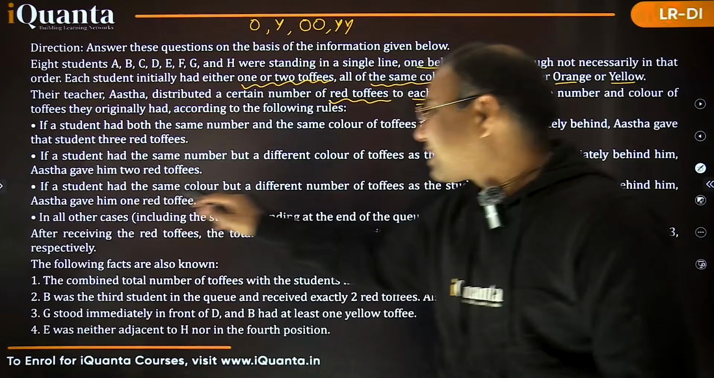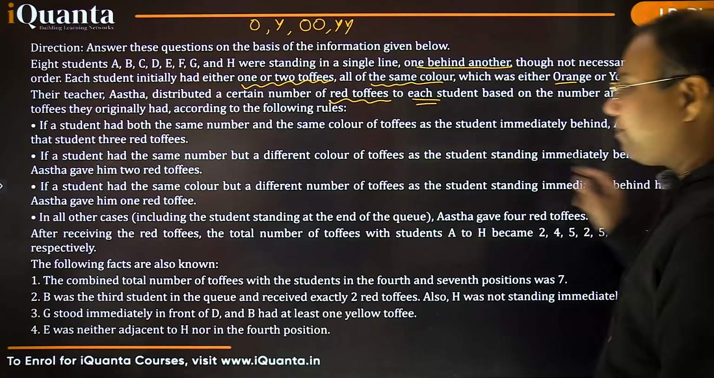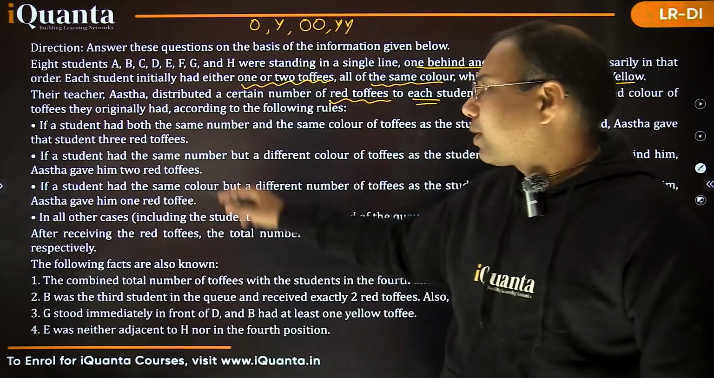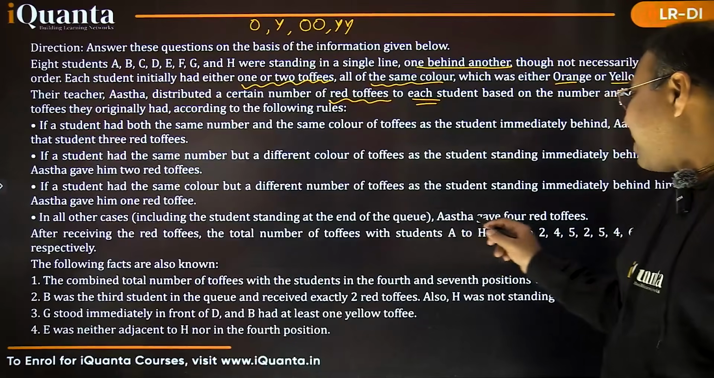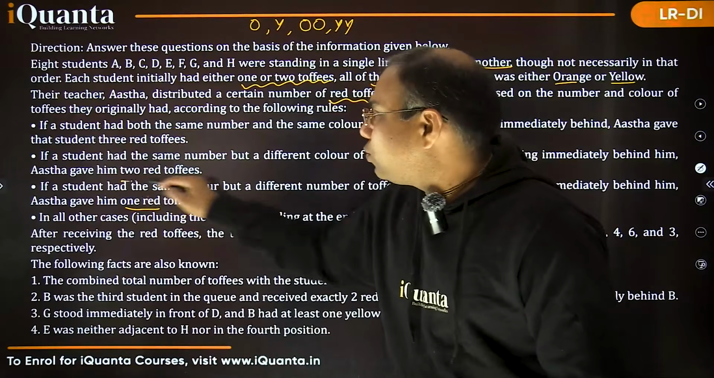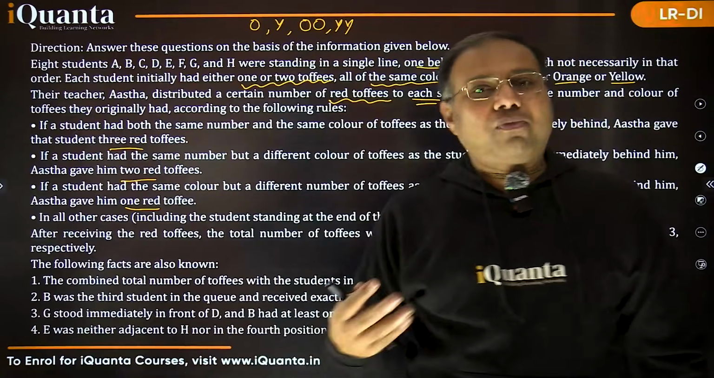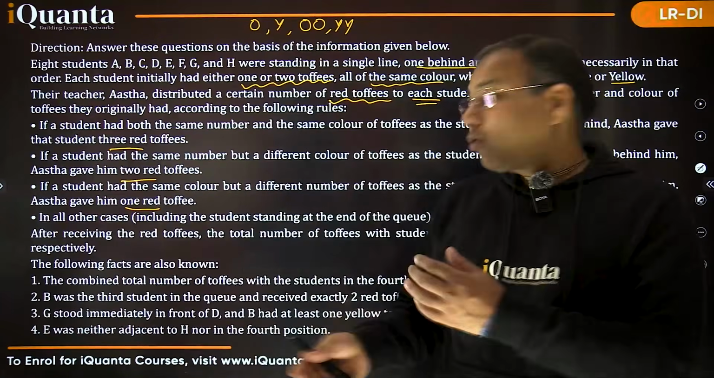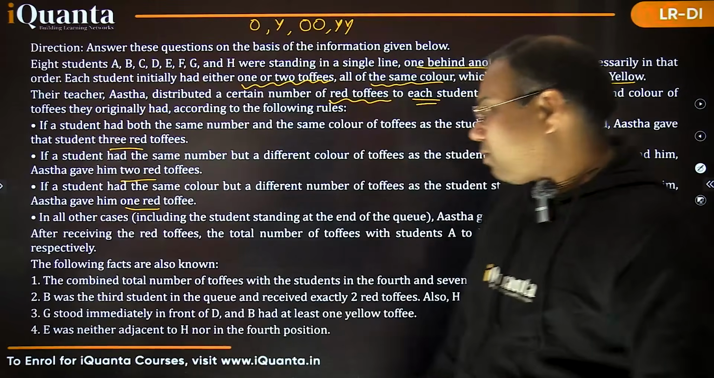Now if a student had the same color but different number as the student standing immediately behind him, Astha gave him 1 red trophy. Okay. And in all other cases, that is including the student standing at the end of the queue, Astha gave 4 red trophies. Okay, that means Astha is giving 1, 2, 3 or 4 red trophies to each of the students, based on these different criteria. Then we shall have to read once again, no problem. What else is given?